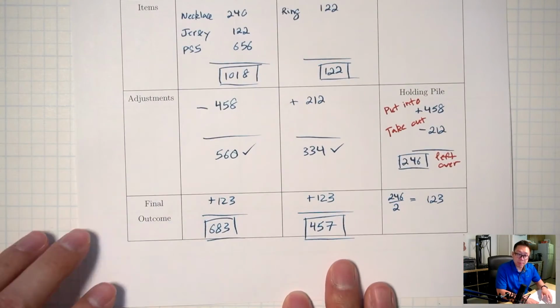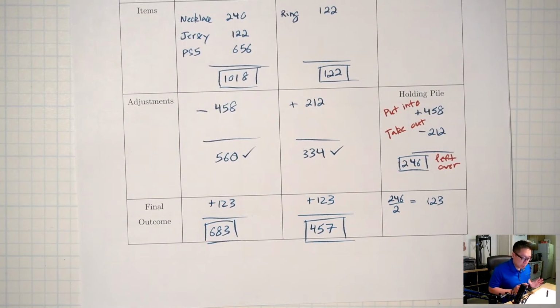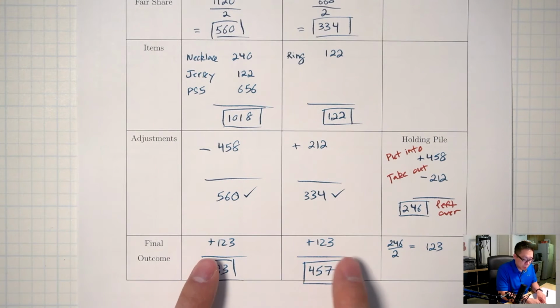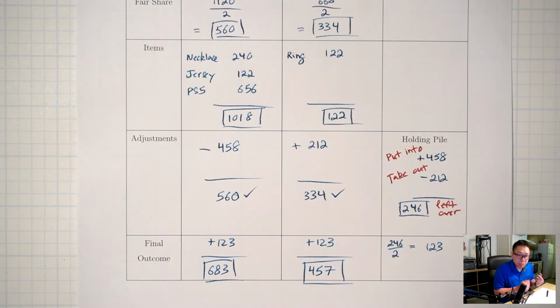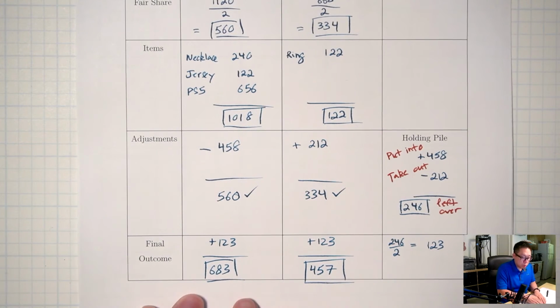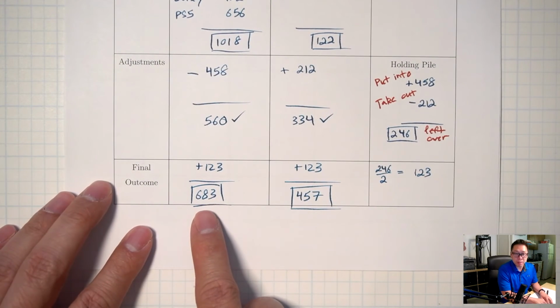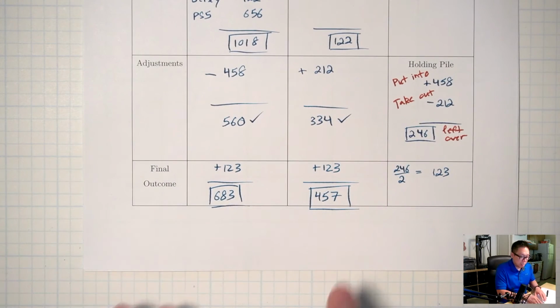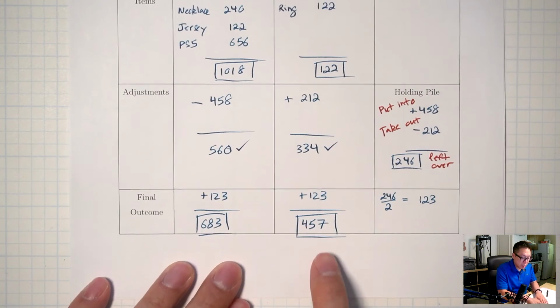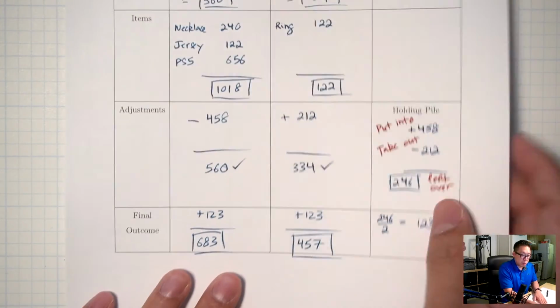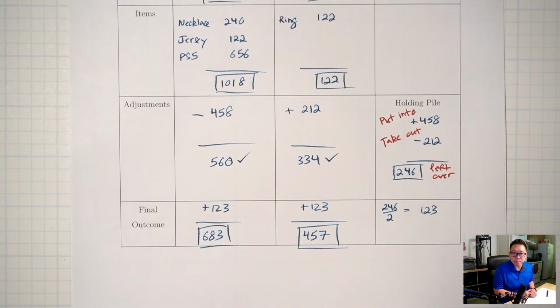So everybody's happy. And let me also make a note here that Lisa is not going to look over at Bart and be jealous, right? Because remember, they don't know how each person values each item. So all she knows is that they both got $123 in cash. So they both got the same amount of cash. She doesn't know what Bart thinks of all the items. So she actually doesn't know this number in Bart's eyes. So she can't get jealous of Bart. All she knows is that she got 457. In her eyes, she deserved 334. So all she knows is that she's really happy.